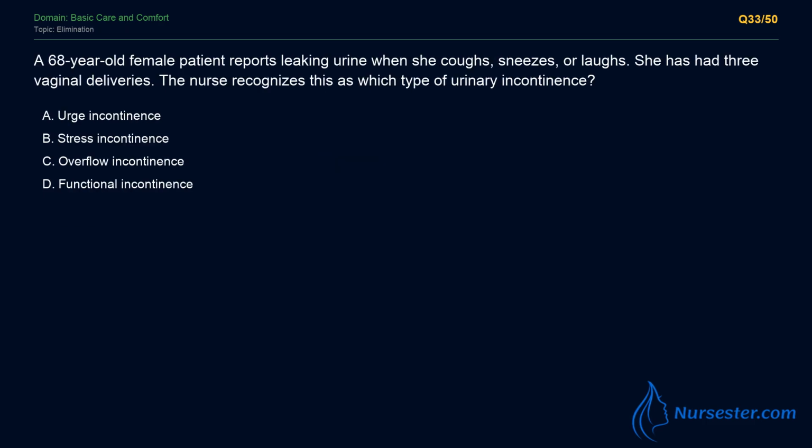Question 33. A 68-year-old female patient reports leaking urine when she coughs, sneezes, or laughs. She has had 3 vaginal deliveries. The nurse recognizes this as which type of urinary incontinence? Option A, urge incontinence. Option B, stress incontinence. Option C, overflow incontinence. Option D, functional incontinence.